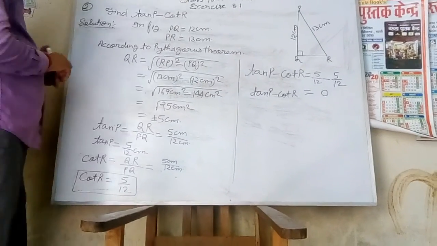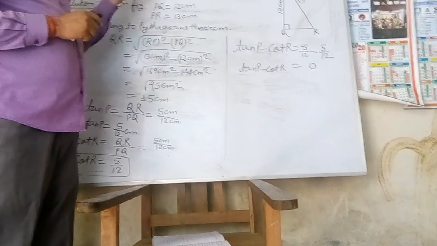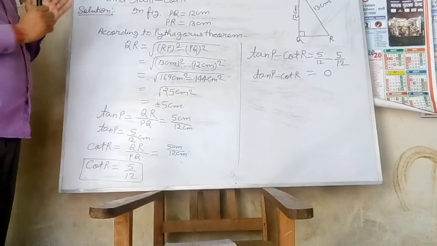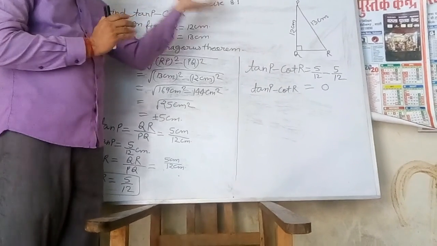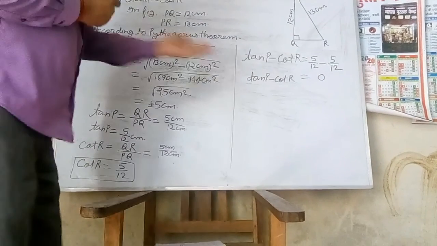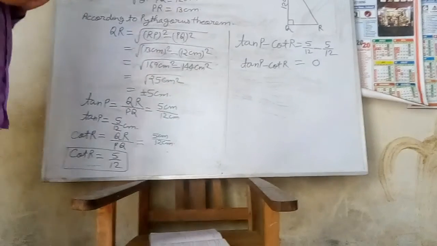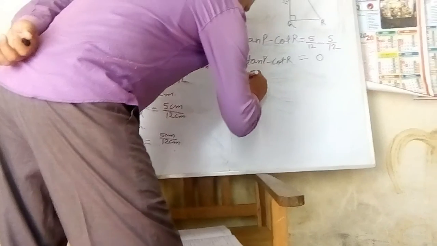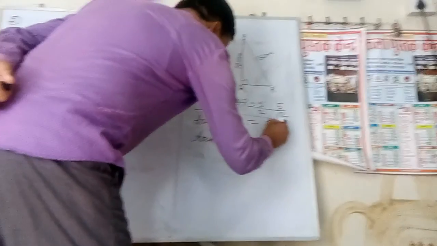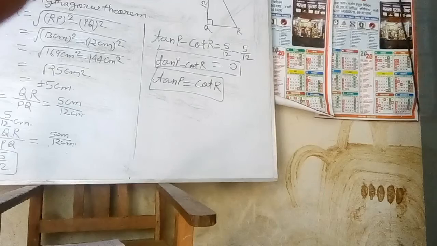This question can be asked another way. We can find out tan P equal to cot R. Here you could also be asked to prove that tan P equal to cot R. And from here we can find tan P equal to cot R, because you will transpose cot R towards the right side and you will get tan P equal to cot R. Here it is the answer, but from this question it can be proved also.